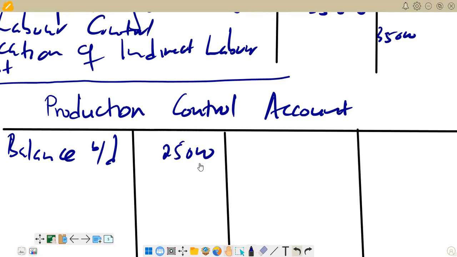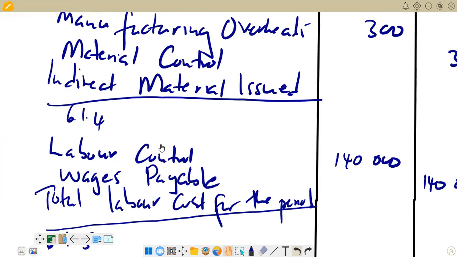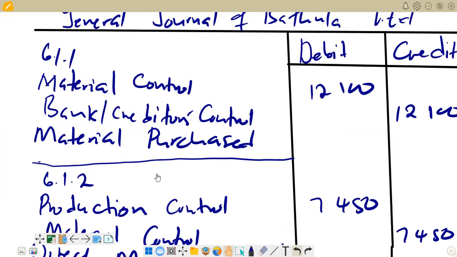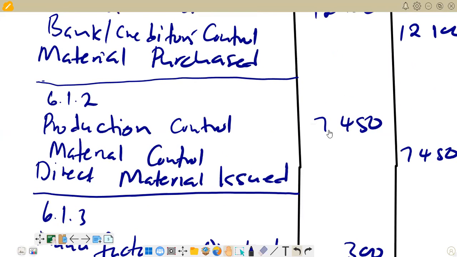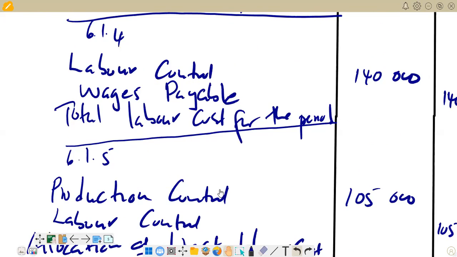Then we pick the entries that we have in that general journal. Remember, we said we have this one, which is on the debit side. So we're going to debit production control 7,450. Then on the details part, we're just going to write material. The other account is material control. Material control is on the details, and then we debit it in the production control 7,450.